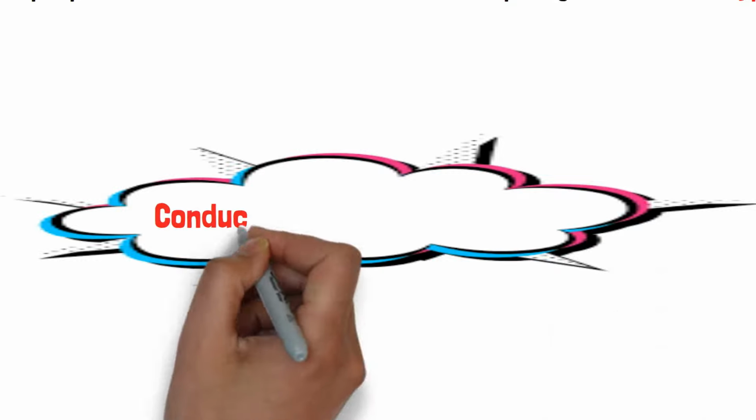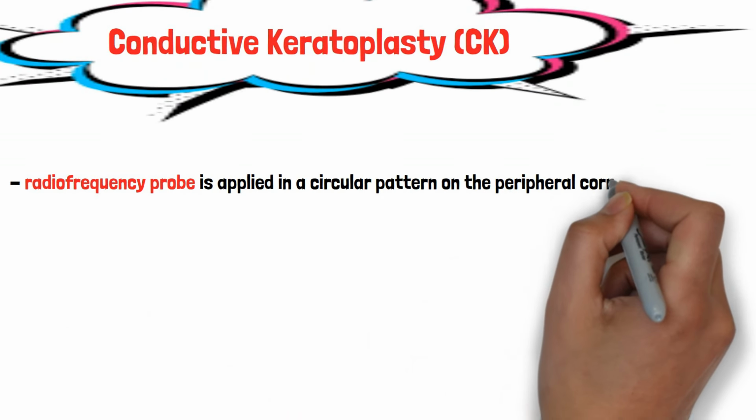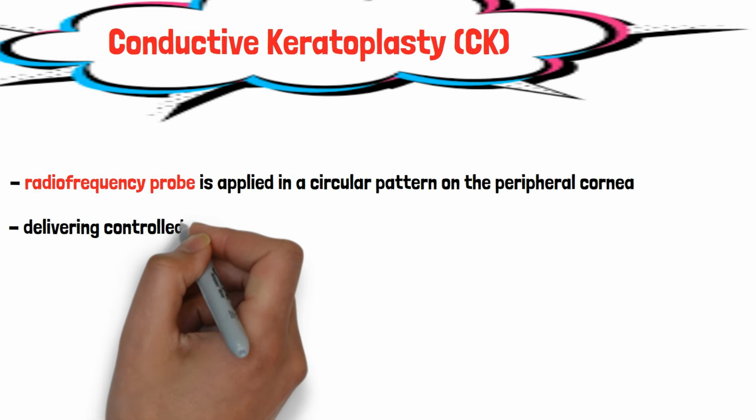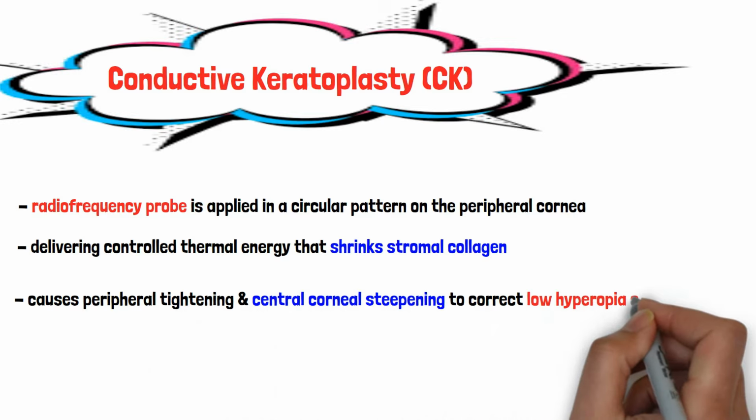Conductive keratoplasty, or CK, achieves a similar effect using radiofrequency energy instead of laser. A fine probe delivers thermal energy in a circular pattern, shrinking stromal collagen and steepening the central cornea. It's commonly used for mild hyperopia, or presbyopia, providing quick and minimally invasive correction.